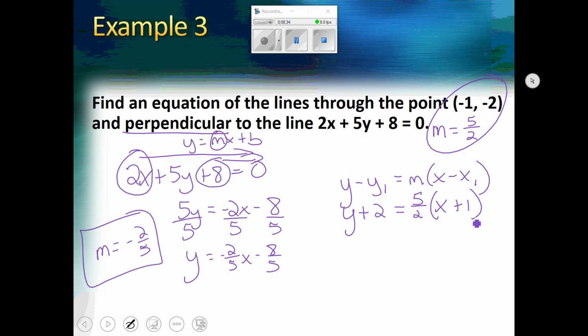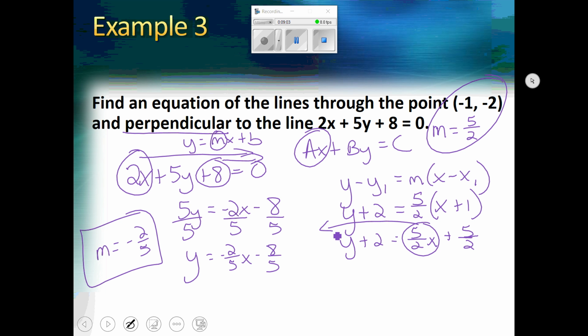And then let's take this one to standard form. Let's review our standard form. Standard form is ax plus by equals c. Okay, remember no fractions, no negative a's. Okay, so let's distribute 5/2 x plus 5/2. Then let's play our game. Are our x's in the very front? Nope. So I'm going to move him over. Negative 5/2 x plus y plus 2 equals 5/2.